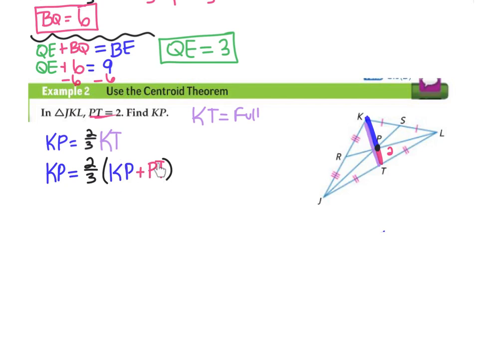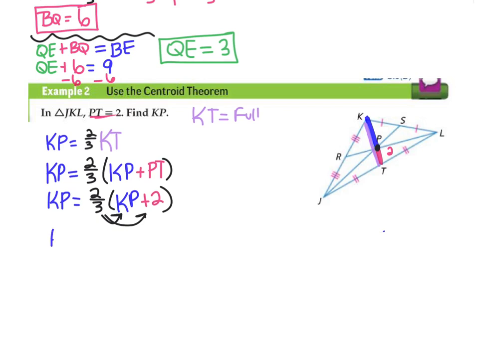So now that we're here, hey, we're given the length of PT. So it's going to make life a little easier. Okay, so simplify it out and plug in for what we know. So 2/3, again, KP. But now we're going to plug in the value of 2 because we're told that PT equals 2. So plug that in. Now all that's left to do is distribute. So we are going to distribute 2/3 to both.